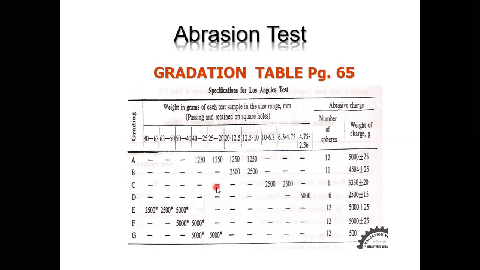समझो I'm going to take B grade material, like grade B material मैं consider करने वाला हूँ. So grade B material normally हम conduct करते हैं lab में. See, grade B material क्यों लेते हैं?